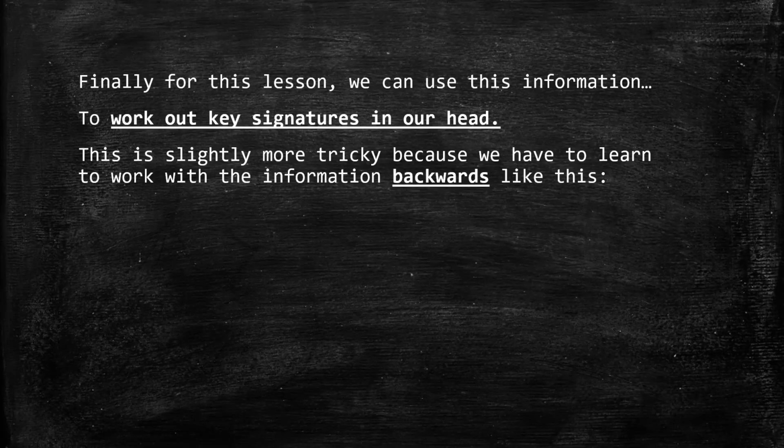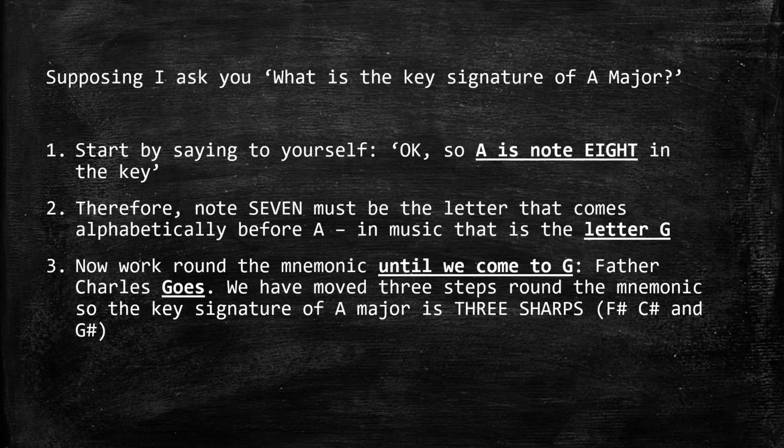Finally, for this lesson, we can use this information to work out key signatures in our head. This is slightly more tricky because we have to learn to work with the information backwards, like this. Supposing I ask you, what is the key signature of A major? Start by saying to yourself, okay, so A is note 8 in the key. Therefore, note 7 must be the letter that comes alphabetically before A. In music, that is the letter G.